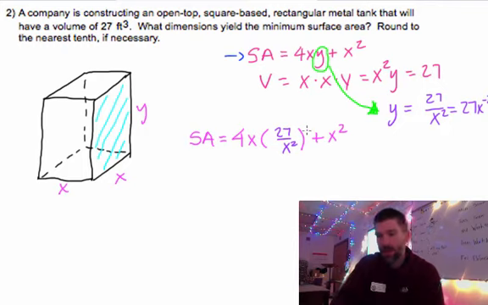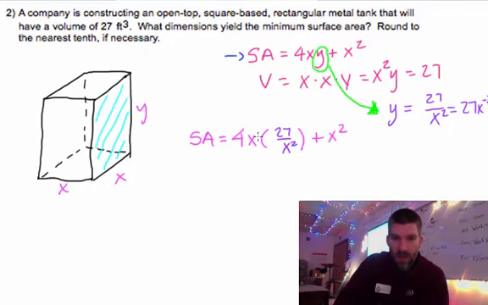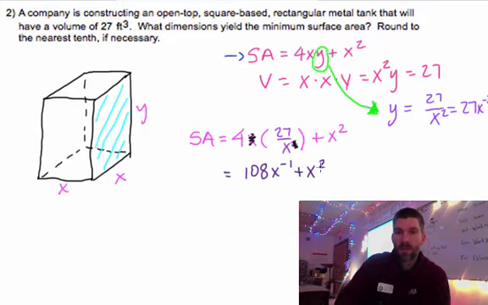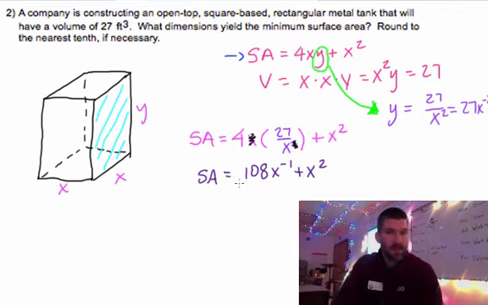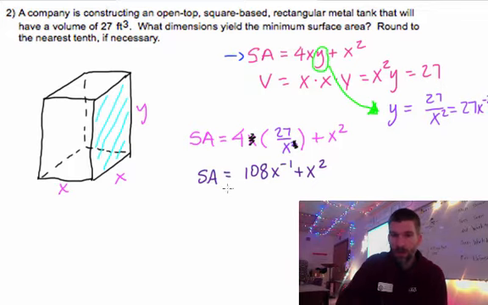But how it looks right now, it's not super friendly the way that it's written. So notice that I've got an x in the numerator and one of those x's in the denominator, and 4 times 27, that's 108. So I'm going to have 108 x to the negative 1 plus x squared. This is the equation I'm going to take the derivative of. Now, it is 108 over x, but I don't want to take the derivative of that. It's a little bit more work, in my opinion, but if you're more comfortable that way, that's fine.